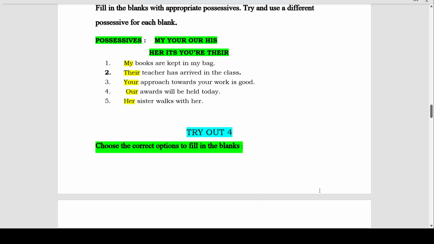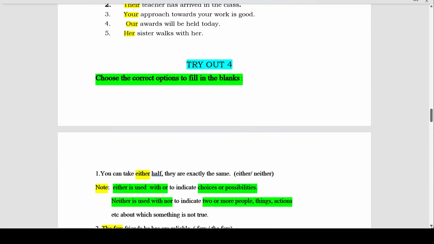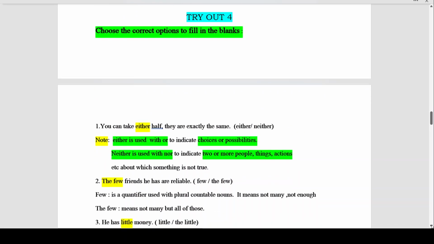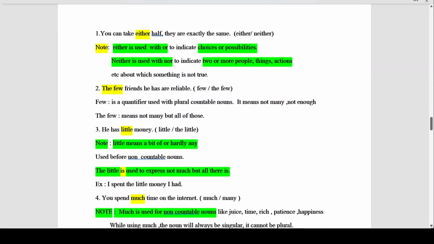Next, try out 4. Choose the correct options to fill in the blanks. You can take dash half. They are exactly the same, either or neither. Now, what will you use here? Why are you using either here and not neither here?